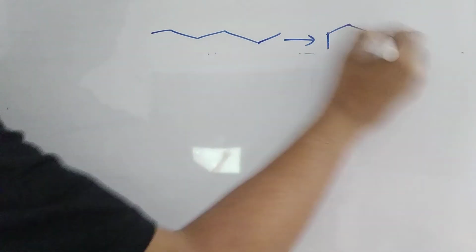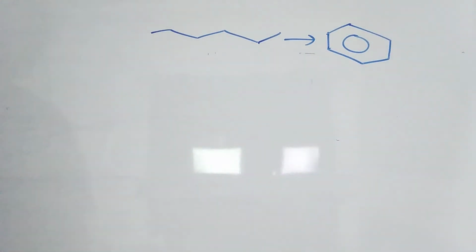Next one. Hexane to benzene. This is an aromatization reaction. For aromatization, you can use Cr2O3, Al2O3. This is the direct question. Hexane to benzene.